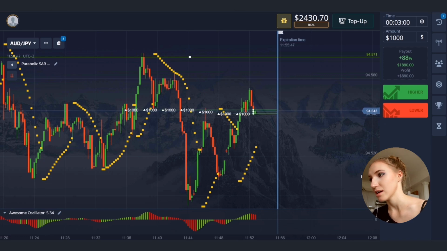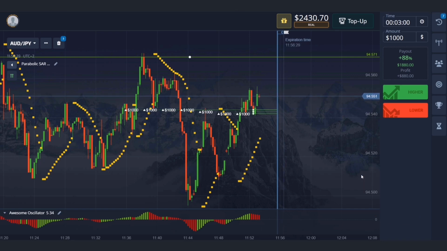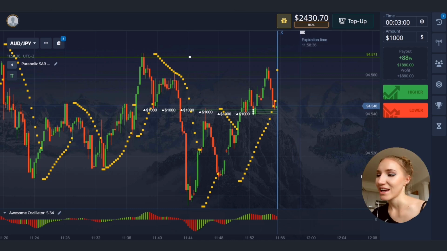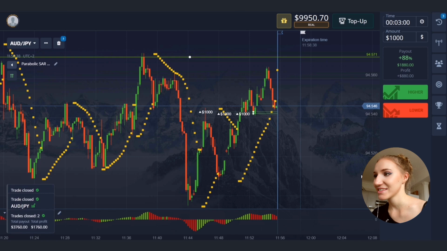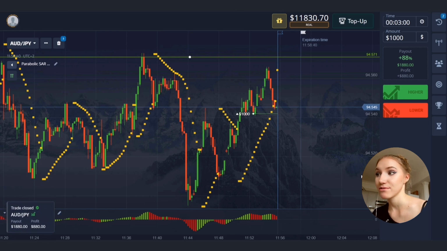And we can see that when there was the pullback down, the red histogram, you can see that, and it is again the false signal of the indicator. The price has been moving up and it is the main movement, right? So guys, it is very good. As you can see, the price moved to the level. We closed these trades profitable.